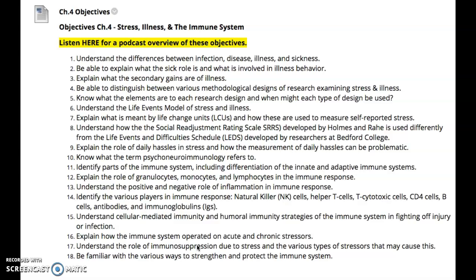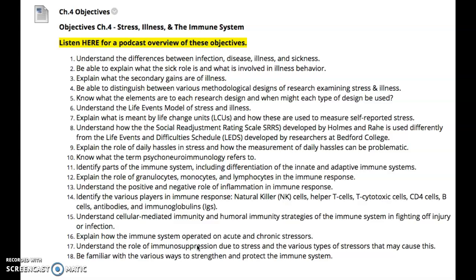And then the role of all the cytes: granulocytes, monocytes, and lymphocytes. What is the role that each of them play in the immune system? What is the positive and negative role of inflammation? Inflammation in our immune system can be good in some regards and bad in others. Inflammation generally is a response to a pathogen, to something that doesn't belong there. And it's the body's response to flush it out or get it out.